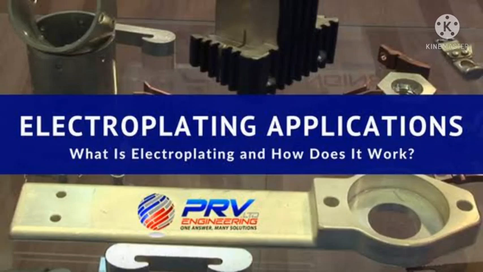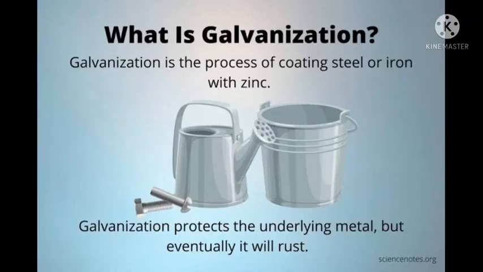Lastly, iron corrodes and rusts in the presence of oxygen. So to prevent this, iron objects are usually protected by electroplating zinc, by the process called galvanization. And what is galvanization? It is a process of coating steel or iron with zinc, with the help of which the underlying metal will not rust and corrode.